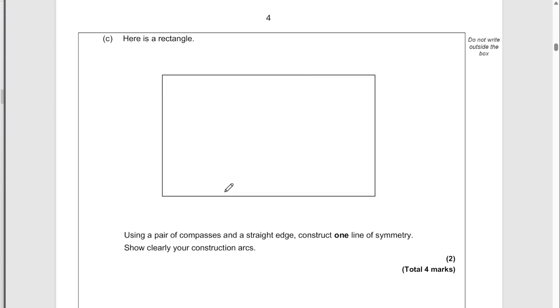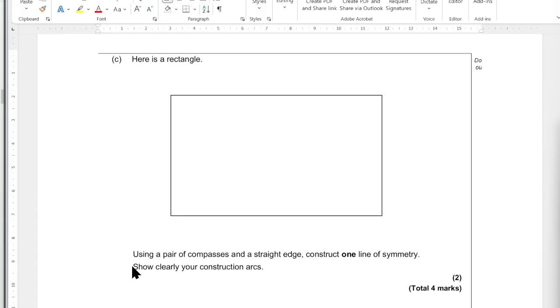Here is a rectangle. Use a pair of compasses and a straight edge to construct one line of symmetry. Show your construction arcs. So this is asking, use a pair of compasses and a straight edge, construct one line of symmetry, show clearly your construction arcs.